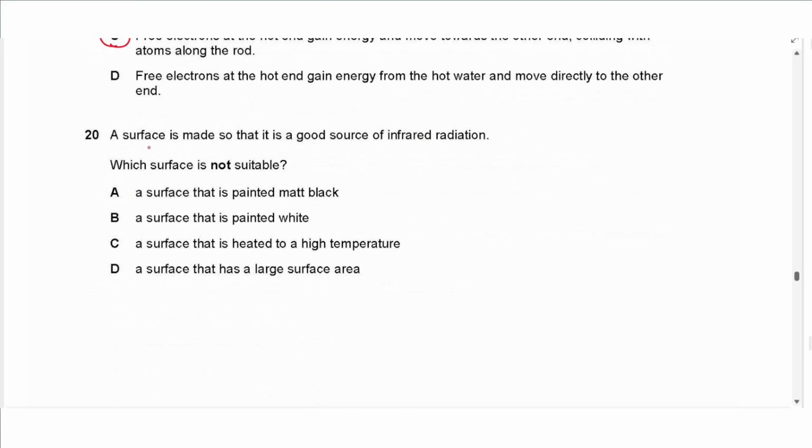Question 20 says a surface is made so that it is a good source of infrared radiation. Which surface is not suitable? So we needed to emit radiation more. So painted matte black, yes. Painted white, no. That is heated at high temperature, yes. Surface that has a large surface area, again, yes. So the one that is not suitable is B.